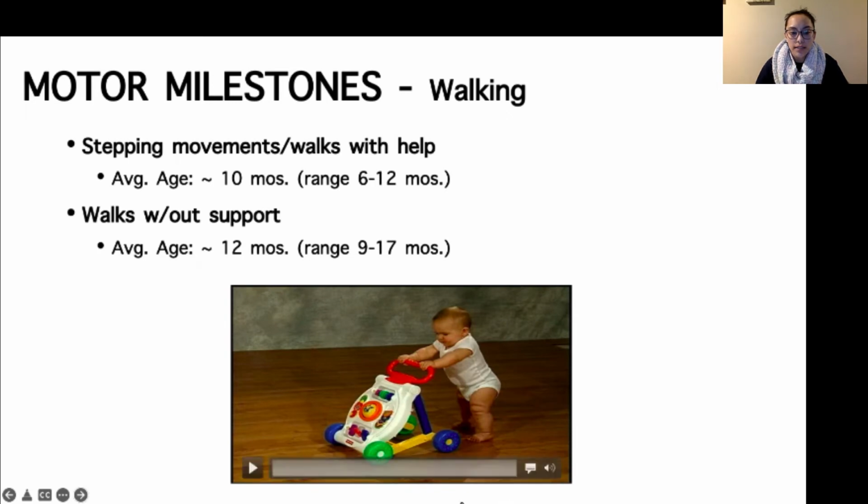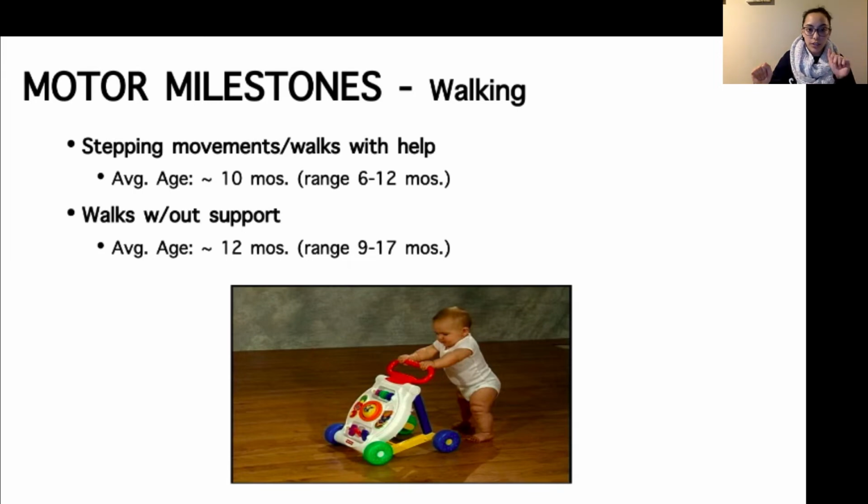From standing, we then have walking, right? So stepping movements usually are going to appear around 10 months. This goes along with what I call browsing furniture. Once infants are able to pull to stand, they usually will creep along those pieces of furniture. So that's stepping movements or walking with help.